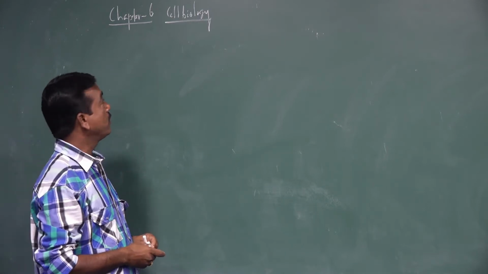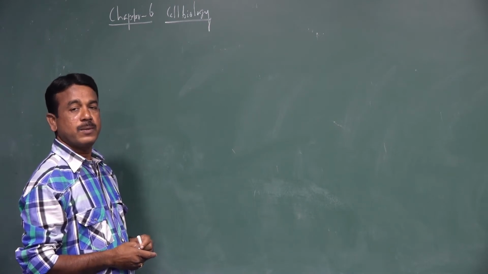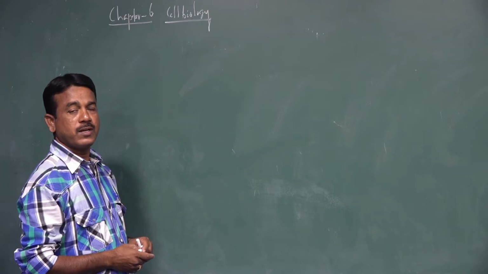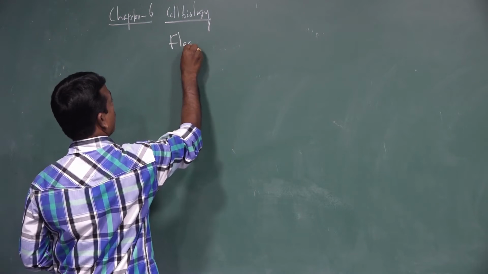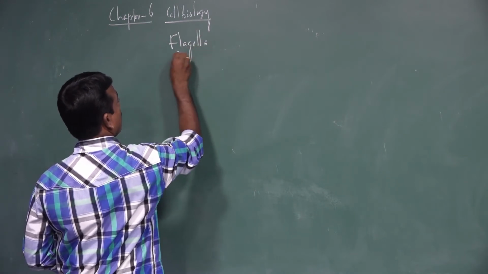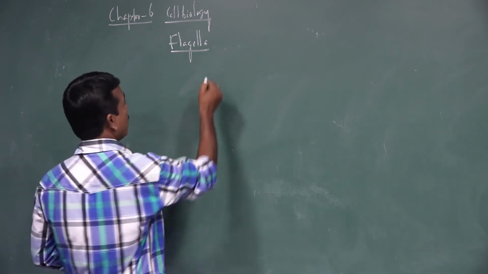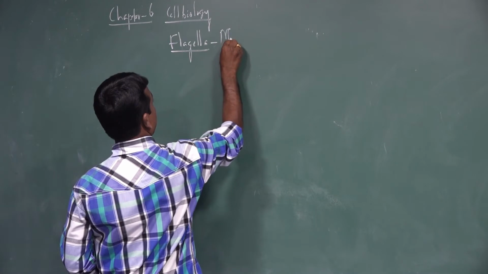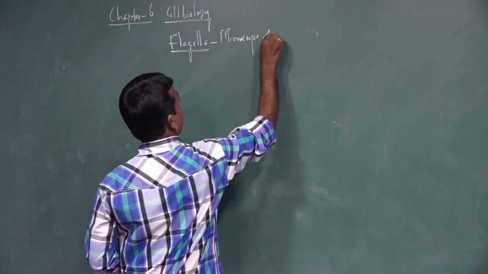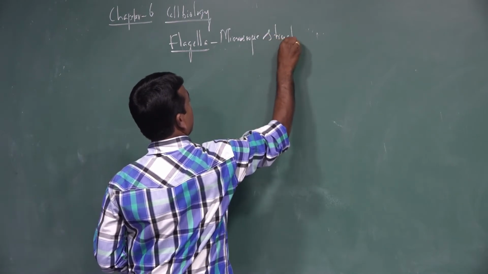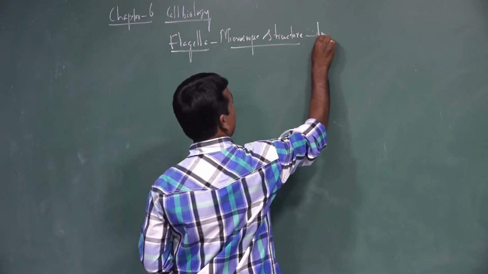Already the topic going on in this class is cell biology, the 6th chapter. The topic we are going to classify today is commonly called flagella. Flagella is a microscopic structure that helps in locomotion.